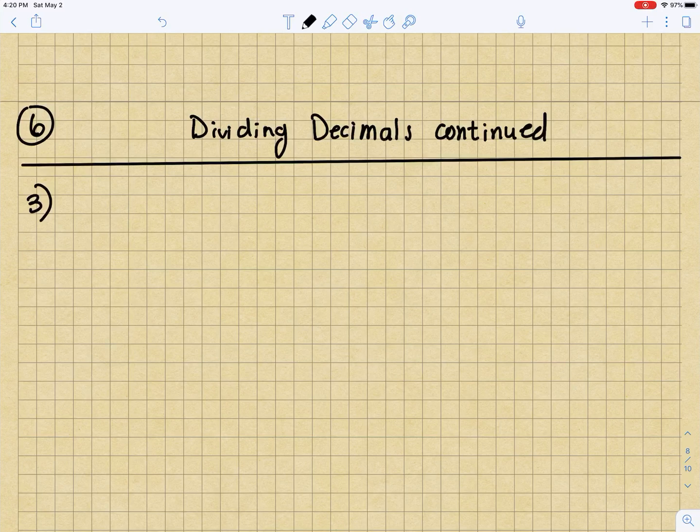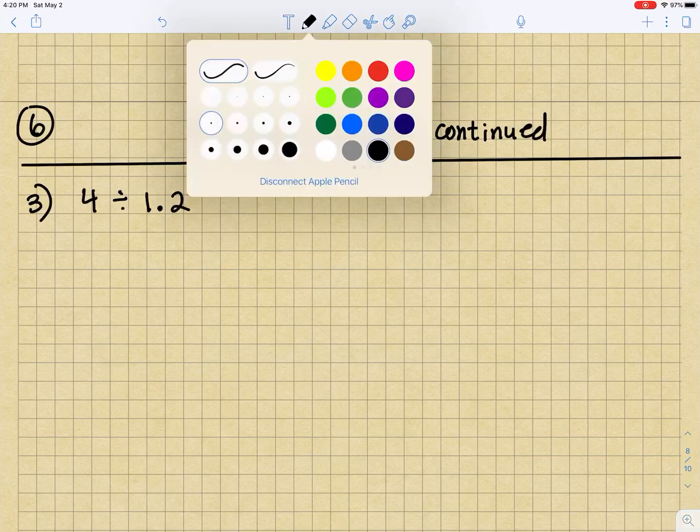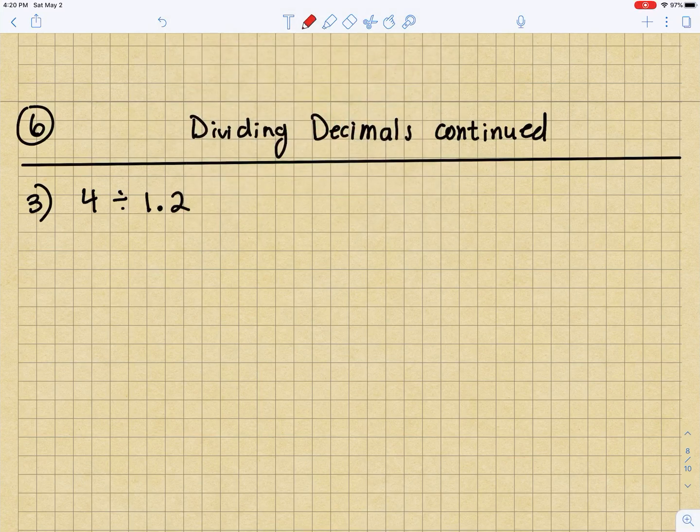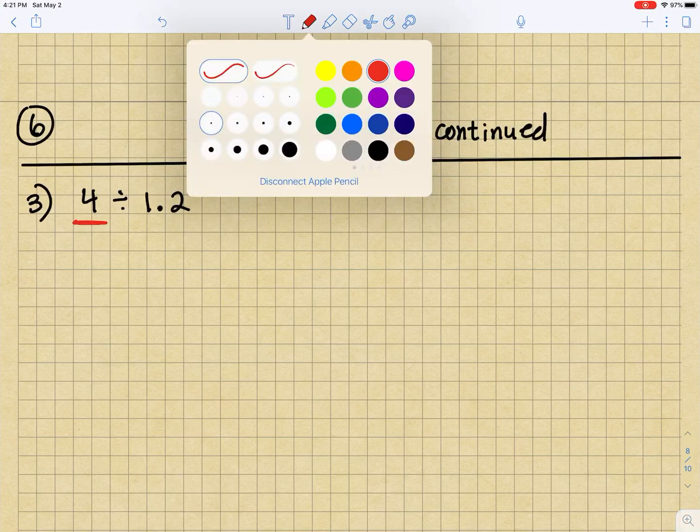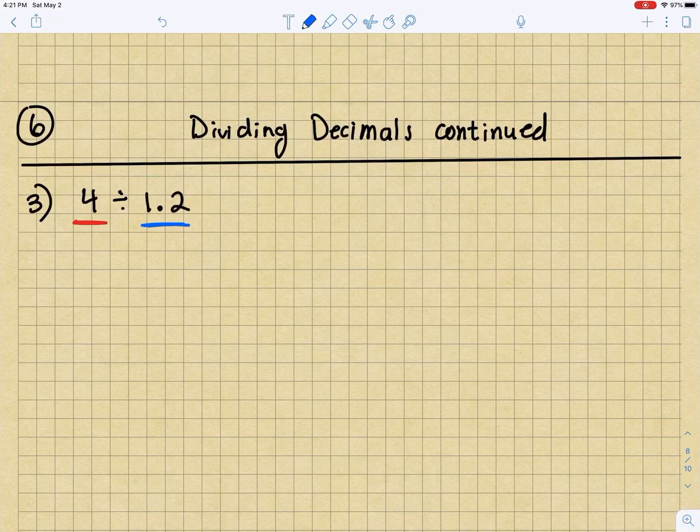What do I want to do? Let's try this. We're going to do 4 divided by 1 2/10. Practicing my formal decimal reading skills. 1 2/10, not 1.2, 1 2/10. Alright, so which is my dividend? Hopefully you said 4. 4 is my dividend, so it's going underneath the long division symbol. And then 1 2/10 is my divisor.